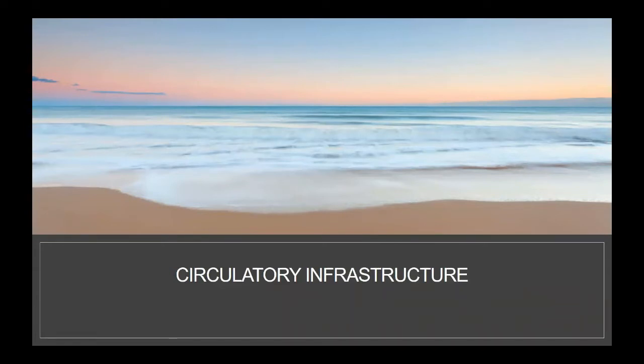Let's start with the environment. While the environment is not infrastructure per se, in as much as it is not man-made, the environment is nevertheless the conduit through which maritime networks function and should be considered part of the circulatory infrastructure. How does it affect navigation?